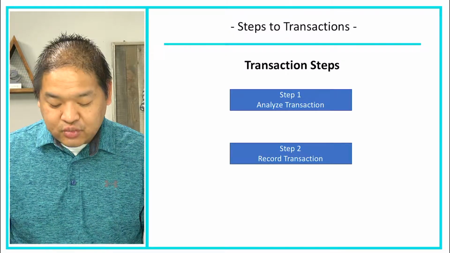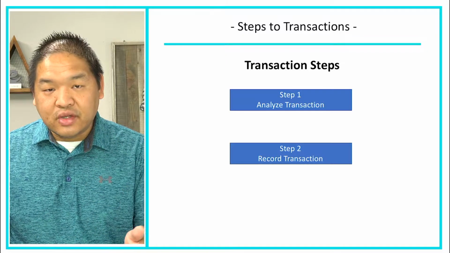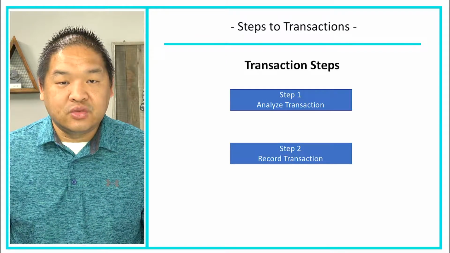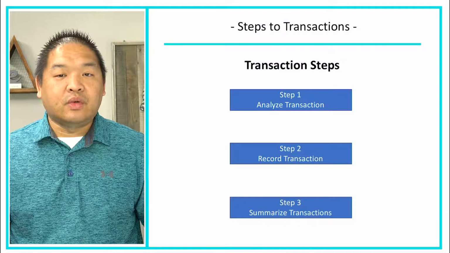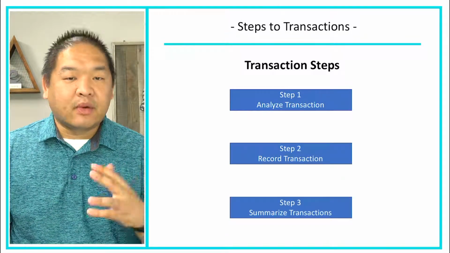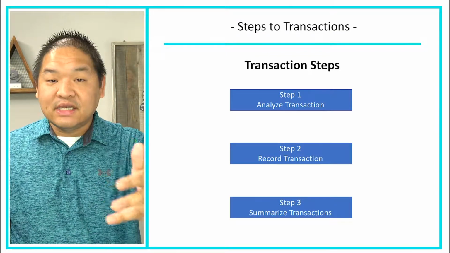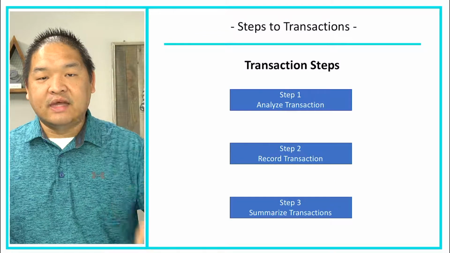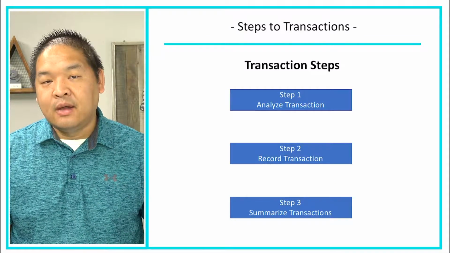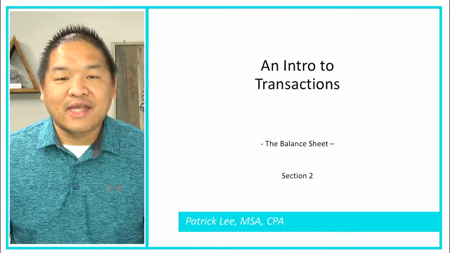Then step number 2 is we're actually going to record the transaction using debits and credits and journal entries that we'll learn here soon enough. Step number 3 is then we'll summarize the transaction. So we'll summarize those transactions through a financial statement. Instead of giving the detail to management, we're going to give them a high-level look unless they want the detail behind it. So that is an introduction to transactions.